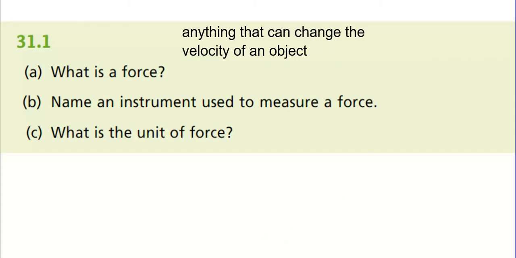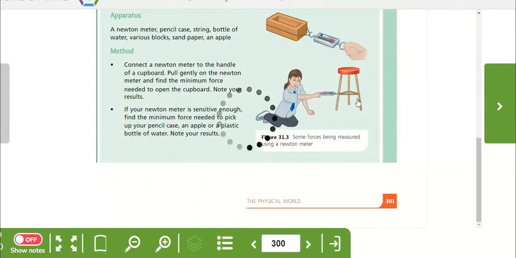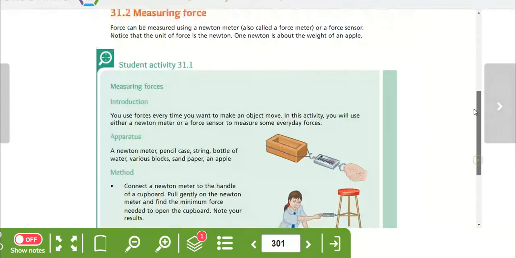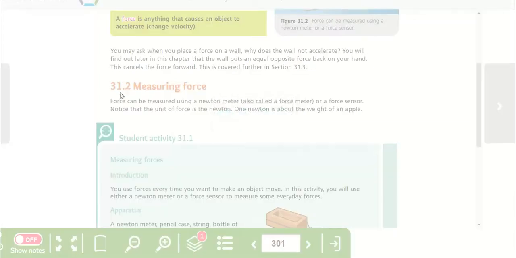Okay, anything that can change the velocity of an object. Name an instrument used to measure a force. Well, if you go to your book, you might be able to find such an item here. Oh, what's this thing here? A Newton meter. A Newton meter is used to measure force. Force can be measured using a Newton meter. Okay, so look, there's our answer for this question here.